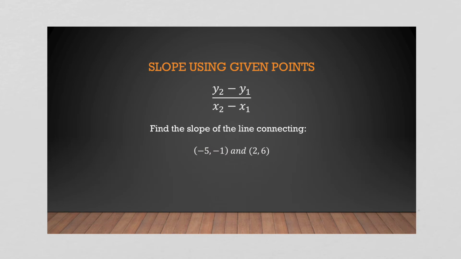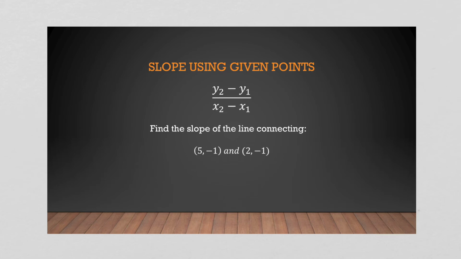So let's do another one. I'm going to say, and this might help you, do this: point 2, point 1. Well, that means 6 minus negative 1 over 2 minus negative 5 gives me 7 over 7, which gives me a slope of 1. So you get your slope just by calculating from the points.